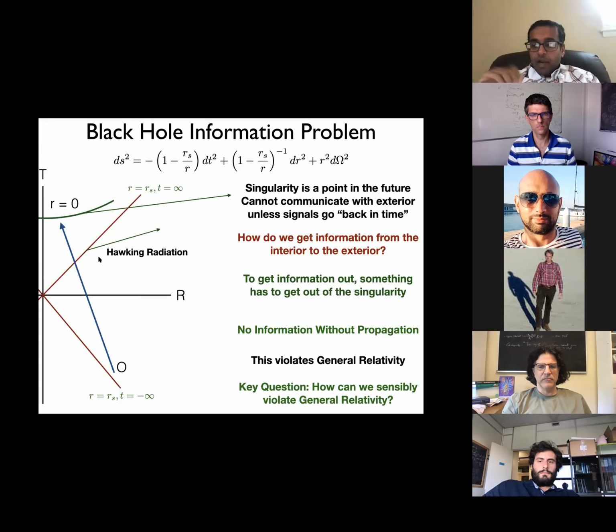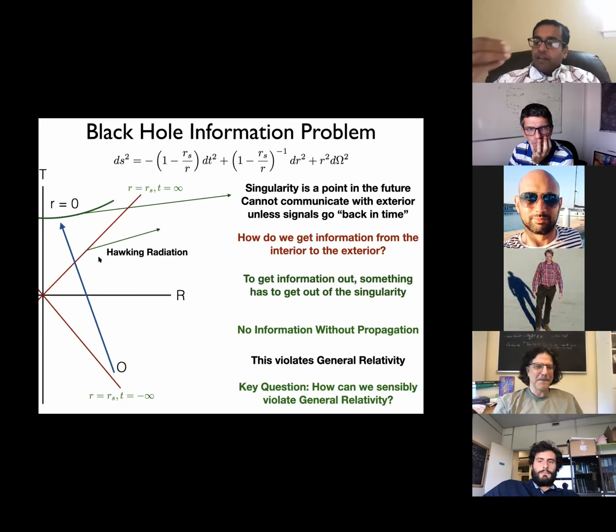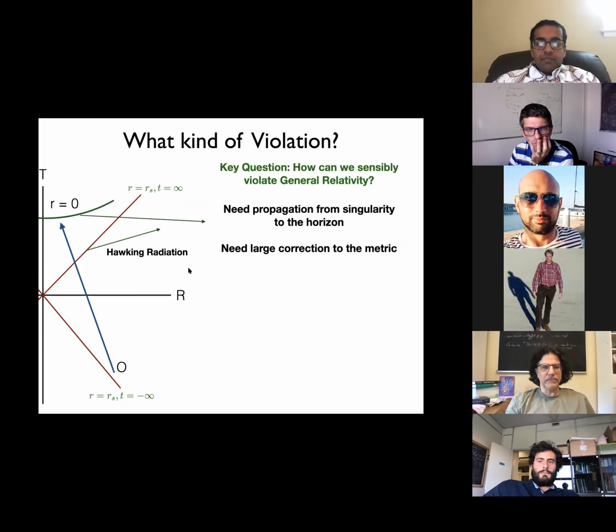So the key question is, how can we sensibly violate general relativity, right? I'm going to confess that in this talk, we will violate general relativity. So I will commit that crime. What Dave and I are hoping for is that we want to commit this crime in such a manner that we cannot be prosecuted for it. Okay, so that is exactly what we are going for. And there is a sensible way of doing this because, of course, general relativity is just an effective field theory. So it should be possible for us to sensibly violate effective field theories. Well, how can that be possible, right?